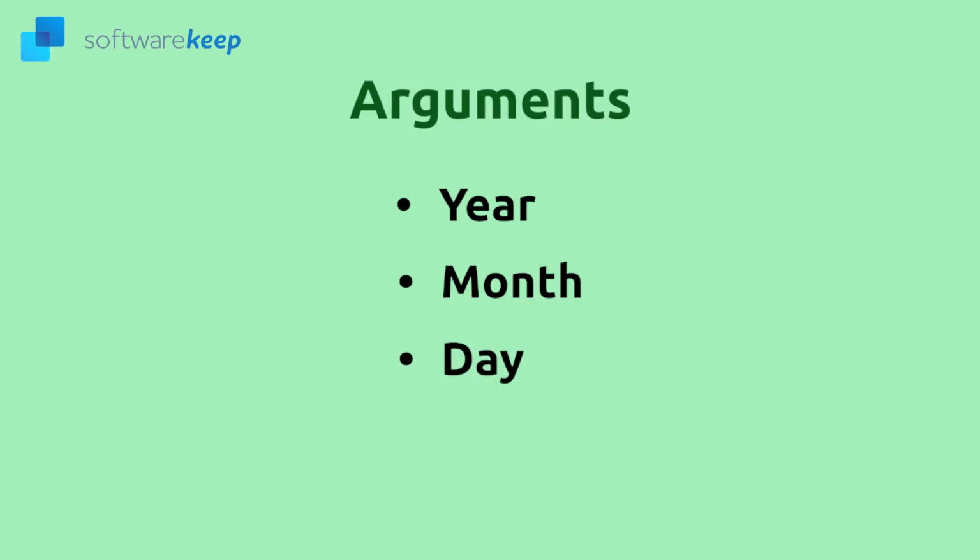Day. Required argument represents the day of a month from 1 to 31. Can be positive or a negative integer. If the argument is greater than the number of days in the specific month, Excel adds it to the first day of the month. If the argument is less than 1, Excel will subtract the value of the number of days plus 1 from the first day of the month.